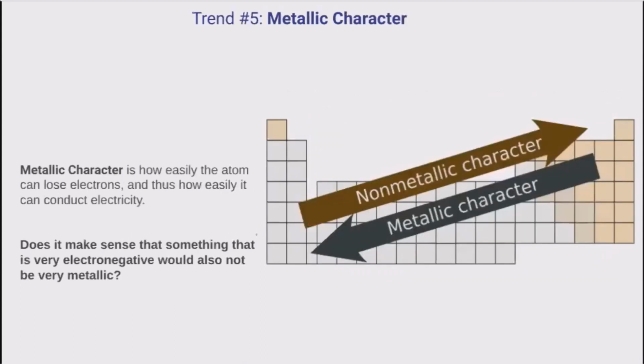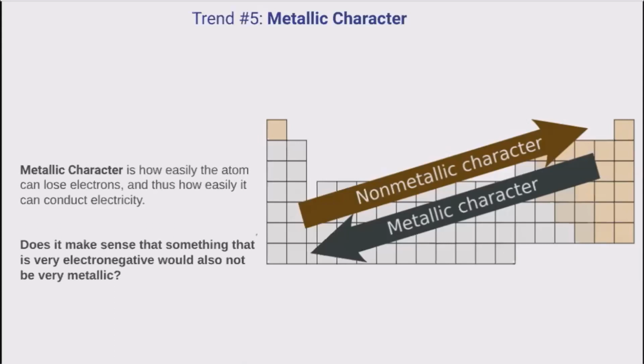All right, so metallic character. Metallic character is how easily the atom can lose electrons, and thus how easily it can conduct electricity. So I won't get into physics too much, but does it make sense that something that is electronegative, right? Something that holds on to electrons really tightly won't be very good at conducting electricity and won't be very metallic, because metallic character is how easily the atom can lose electrons.